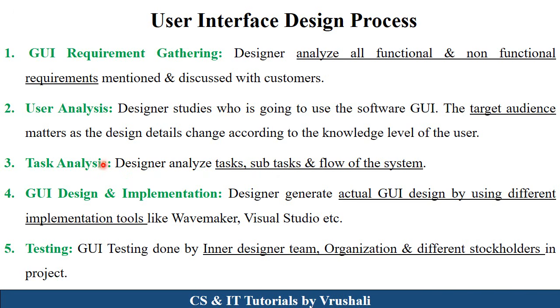After analyzing user and task, the next phase is design and implementation. Here the designer generates the actual graphical user interface design by using different tools. There are WaveMaker, Visual Studio, these types of tools available. And the last phase is the testing phase. So graphical user interface testing is done by each and every stakeholder, like the internal designer team, organizational team and different stakeholders. They handle the graphical user interface and test the particular product.